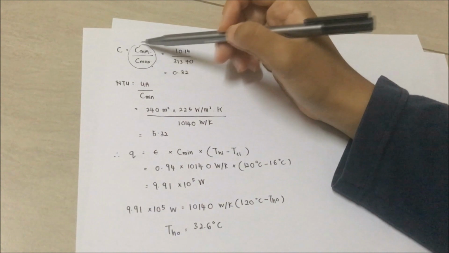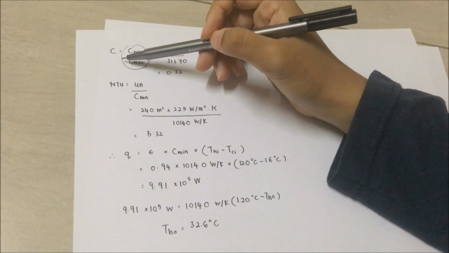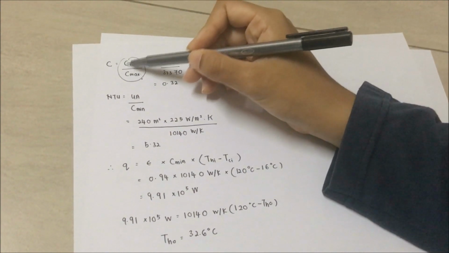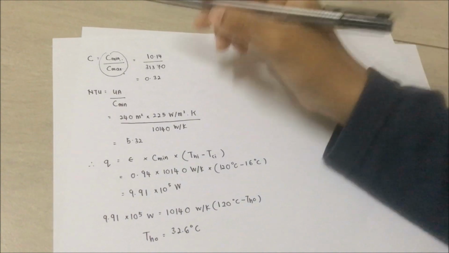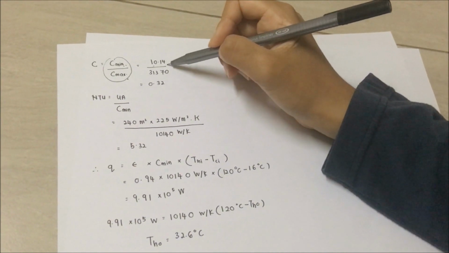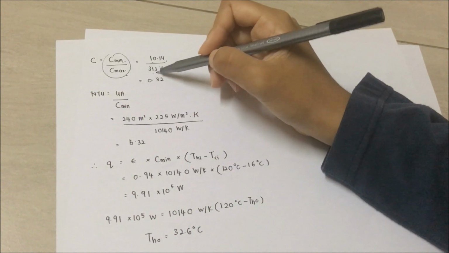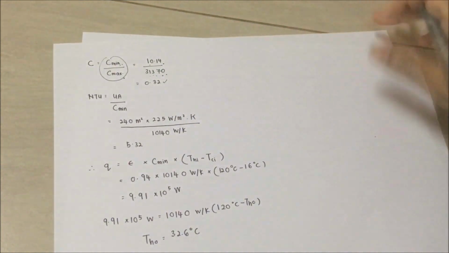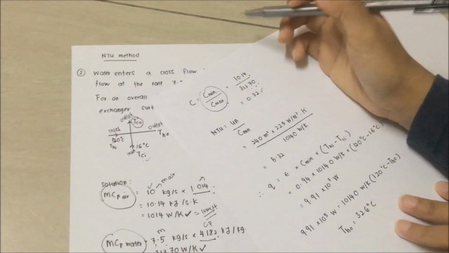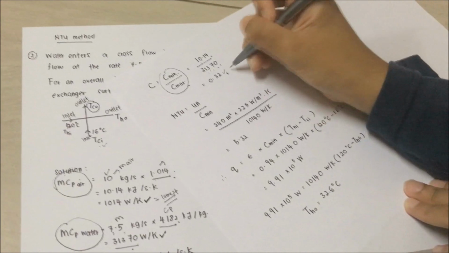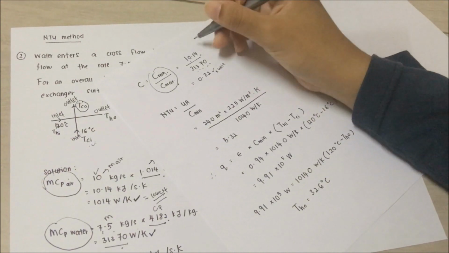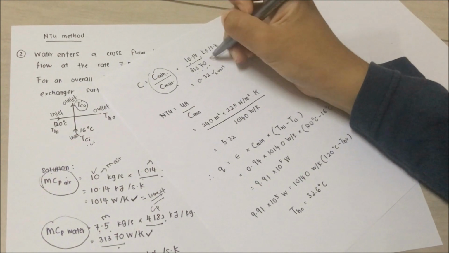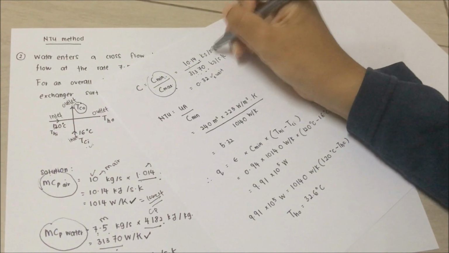Then we use this formula to find the ratio of the heat capacity, C minimum over C maximum. C minimum is the 10.14, then C maximum is 31370, and then we can get the answer 0.32. This one, we don't have the unit because the unit is cancelled from this one. Then we can cancel both of these units.